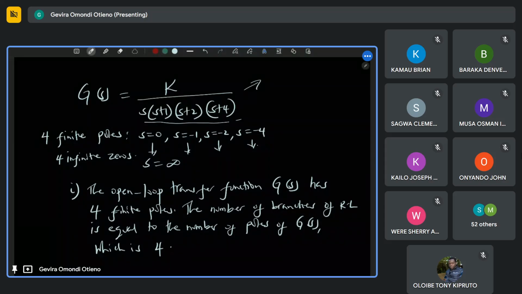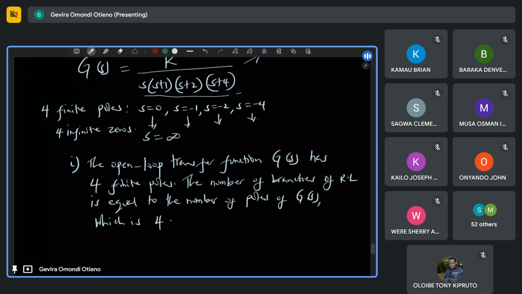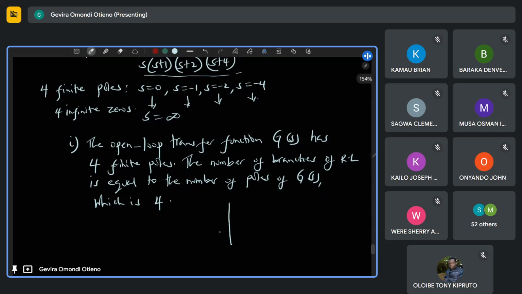The other one says we need to identify the regions where the root locus lie. But the regions are expected to be on, we mean the regions of the complex plane or the S plane. S plane is called a complex plane because S is a complex number. It is sigma plus J omega. So that's why it's called a complex plane, because S itself is a complex number. So what regions are covered by the root locus?